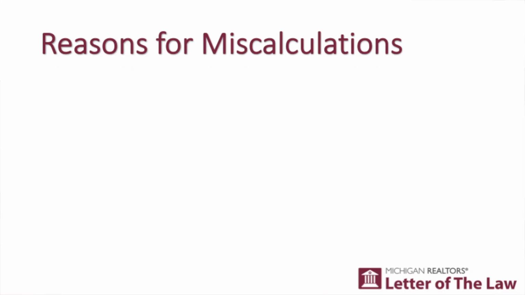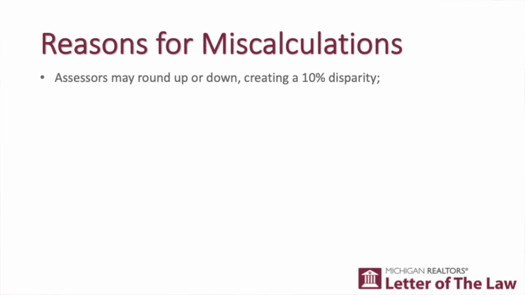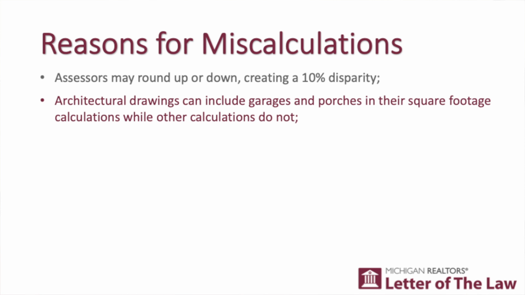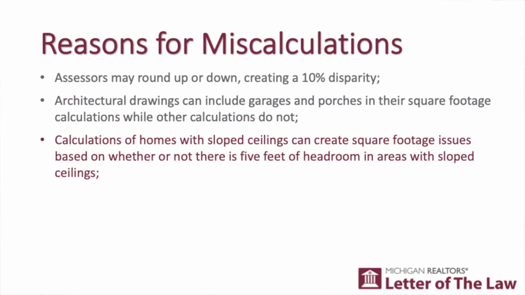Some reasons for miscalculations include: assessors may round up or down, creating a 10% disparity. Architectural drawings can include garages and porches in their square footage calculations, while other calculations do not. Calculations of homes with sloped ceilings can create square footage issues based on whether there is 5 feet of headroom in the areas with sloped ceilings. If not, technically the square footage should not be included.